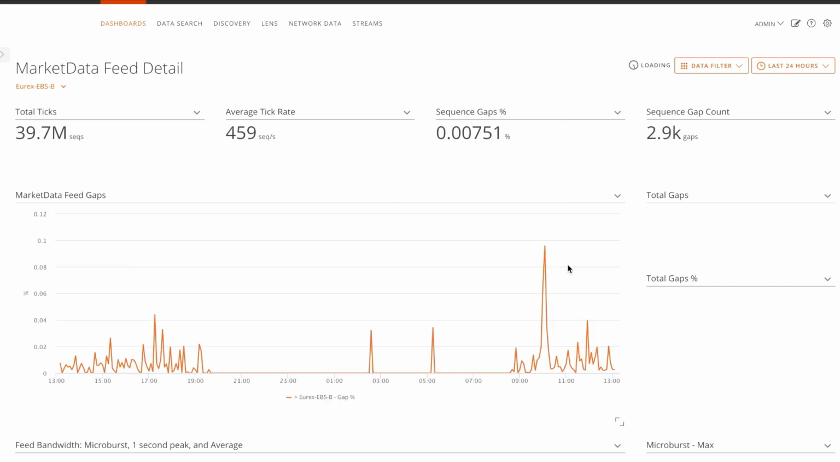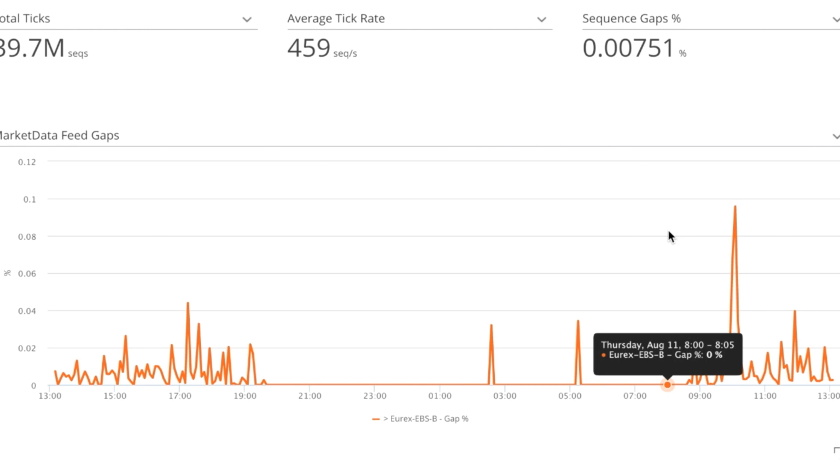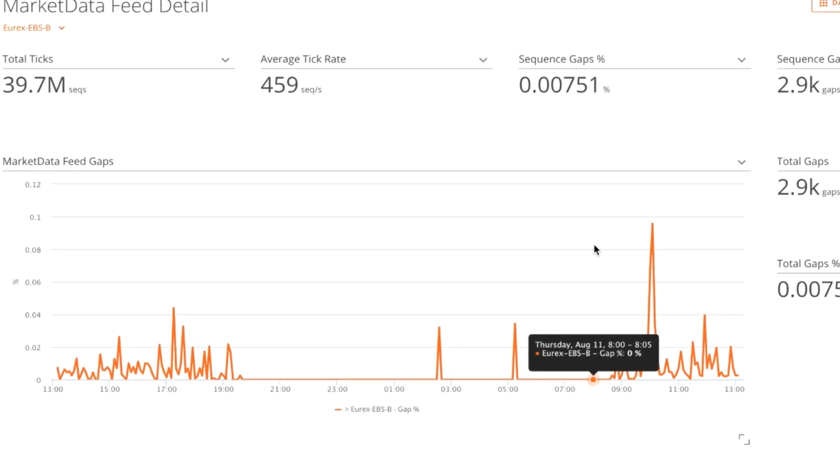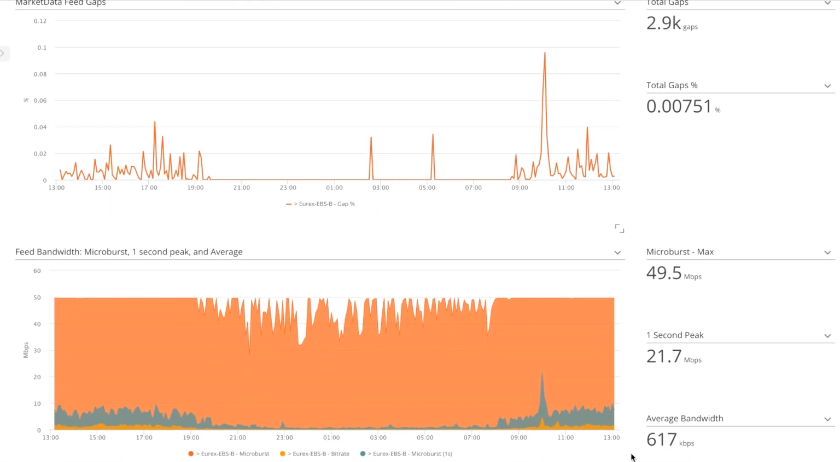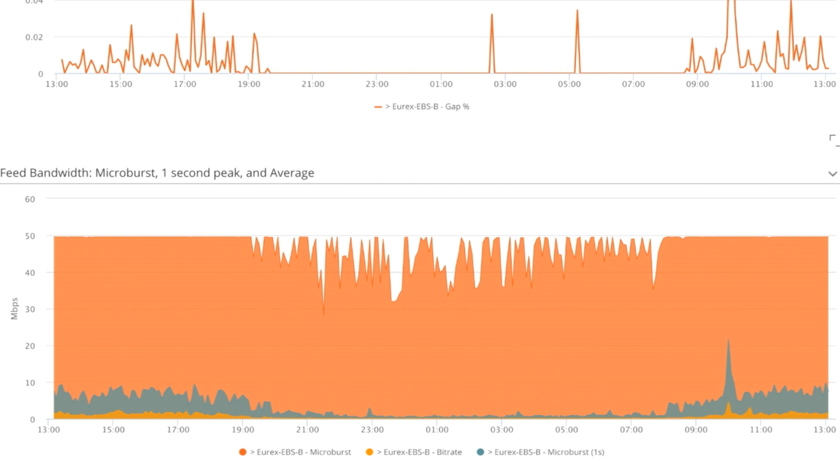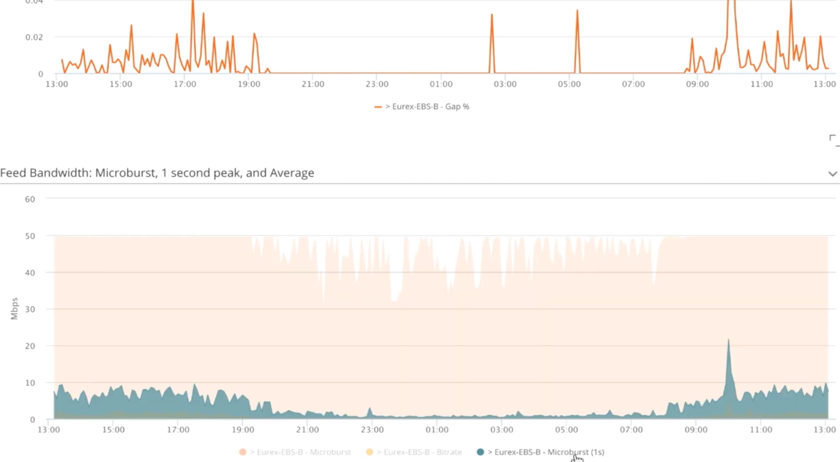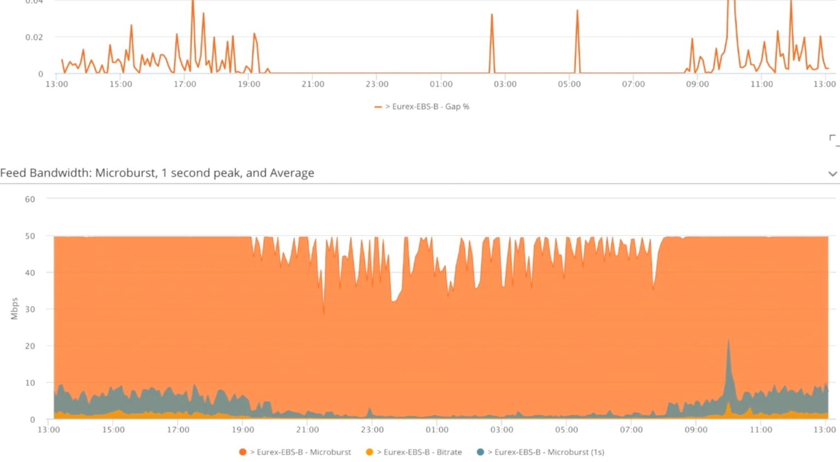So here we see the gap chart in a little bit more detail. We're just focusing now on this one feed. And below it, we're looking at the activity of that feed as well. Now, we're actually looking at a number of different granularities here. So first off, let's take a look at the 1 second rate, which would be typical of a standard monitoring approach. And you can see here it's peaking just up to about 20 meg, but not beyond that.